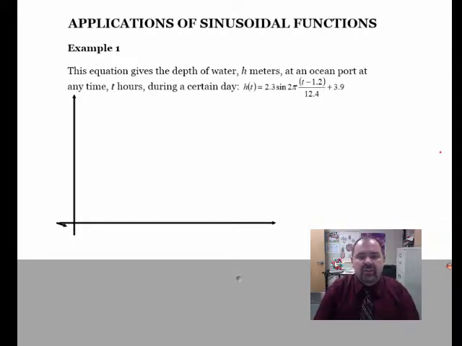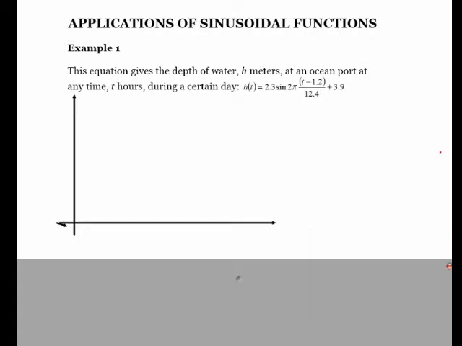So in this video, we're going to look at just one example of how to set up, analyze, and solve such a problem. We have an equation here that gives the depth of water in meters at an ocean port at time t in hours. The equation is given, and h is isolated. That's going to be our vertical axis. H is in meters, and our t is our horizontal in hours.